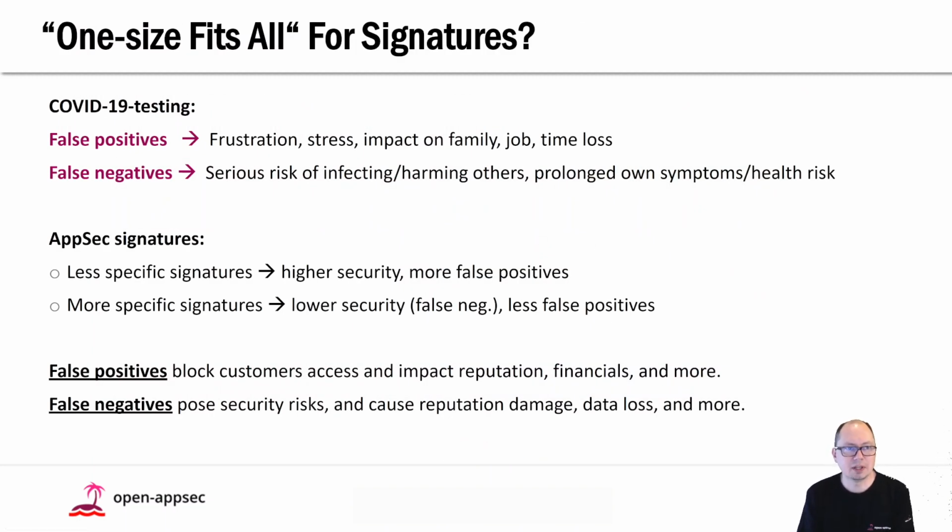So is there something like a one size fits all for signatures? Can you have one signature that just covers it all? Let's look again at the COVID-19 testing example. With testing for infection with COVID-19, if you have a false positive, that obviously gives you a lot of frustration, stress, impact on the family, impact on your job, lots of time lost because you might need to stay at home, and all of this just because of a false positive. So that's definitely not a good thing.